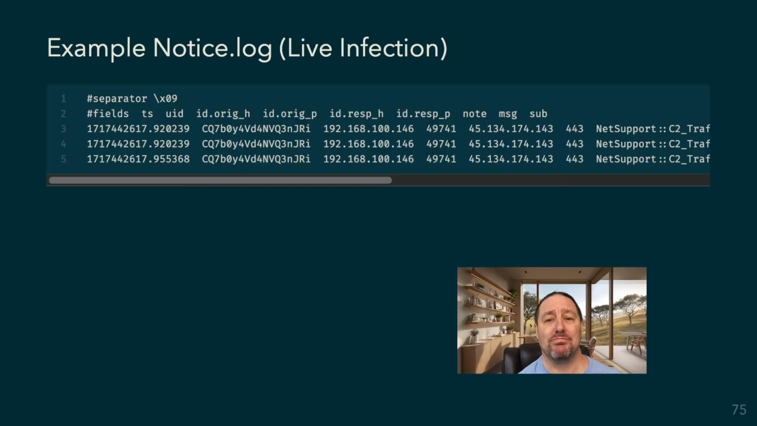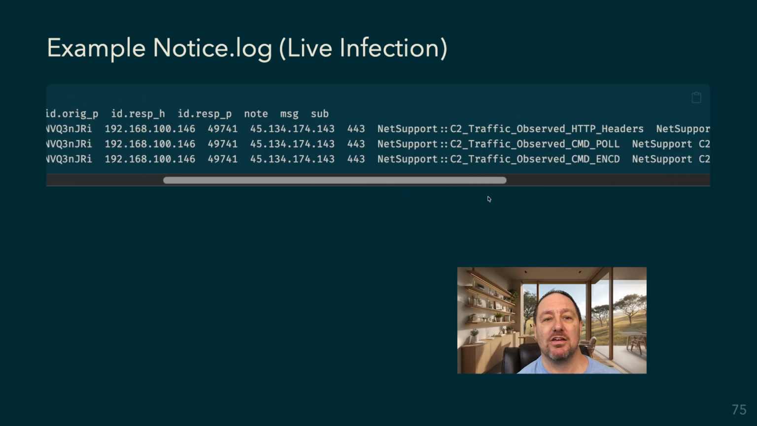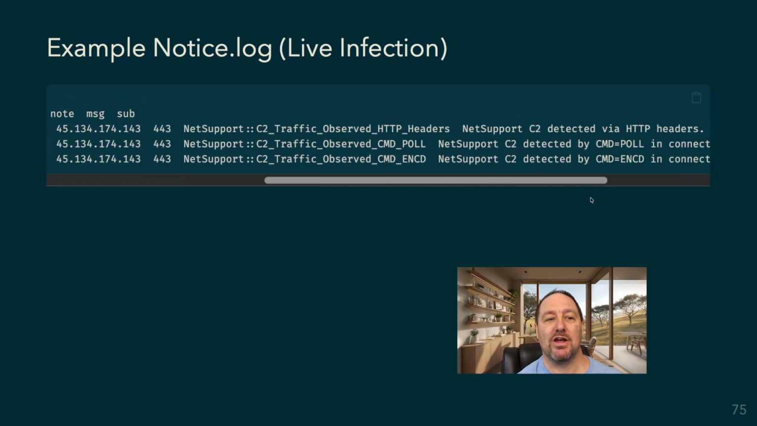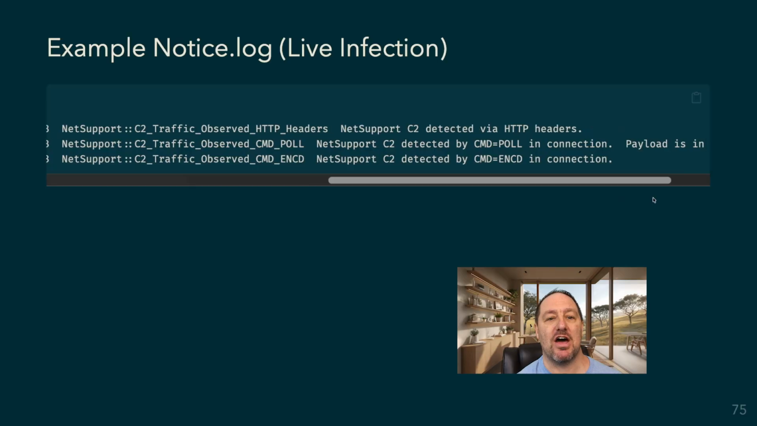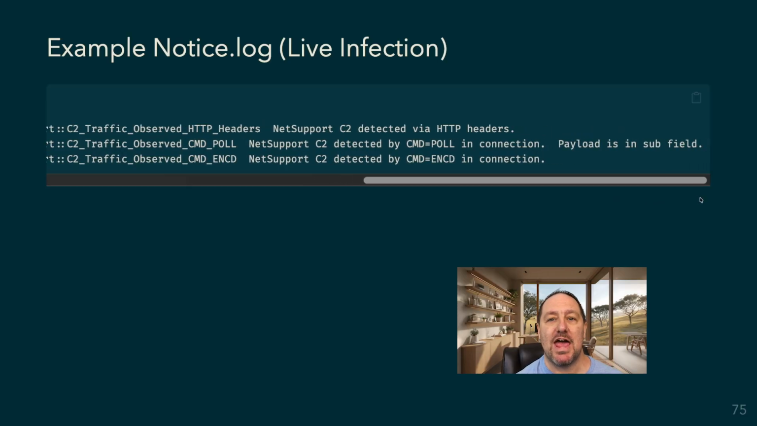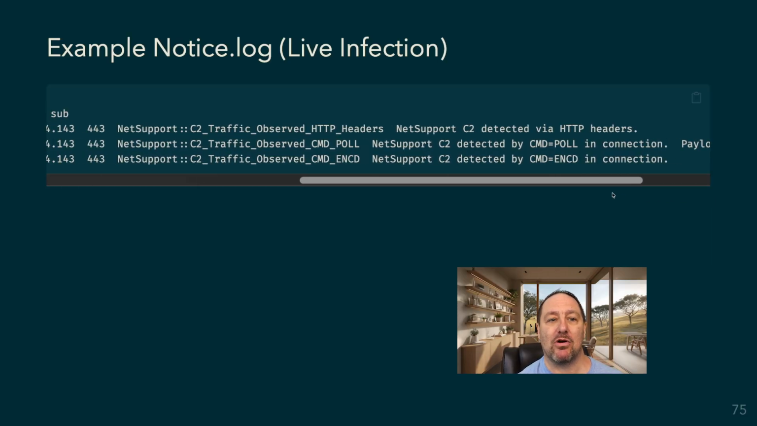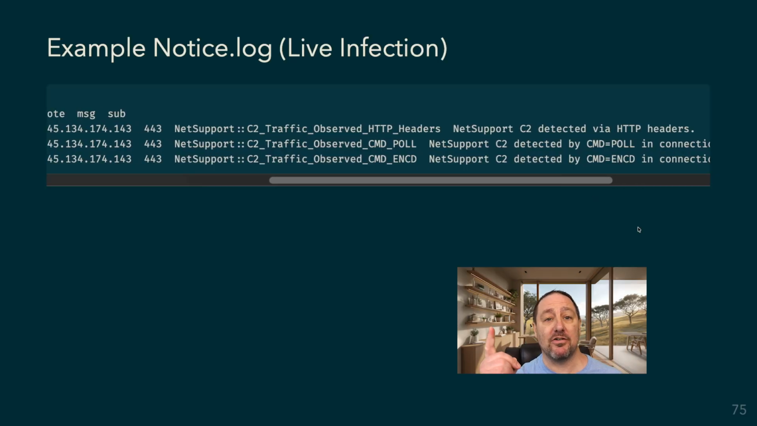Next, I wanted to show you what a NetSupport detection actually looks like. So I had a PCAP with NetSupport in it, and I ran it on that PCAP, and you can see this notice.log. It's pretty long. I'm scrolling to the right here. It tells you what it saw on that connection, and you can see this example had all 3 types that I talked about earlier. It has the NetSupport in the HTTP headers, it has the command equals poll, and it has the command equals ENCD, and we detected all of them. We did not get this log from our PCAP that we got from Brad Duncan. I'm just showing you an example here.